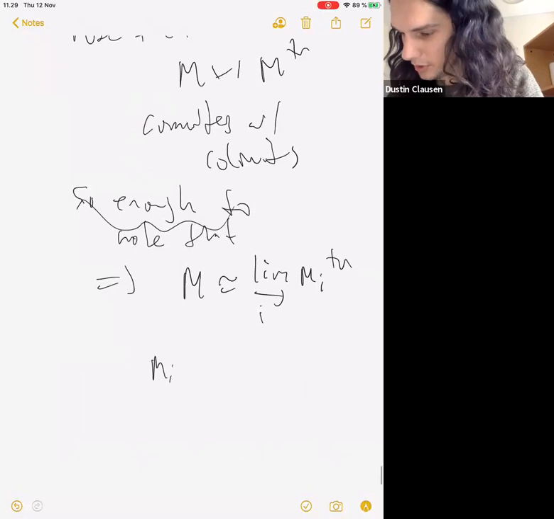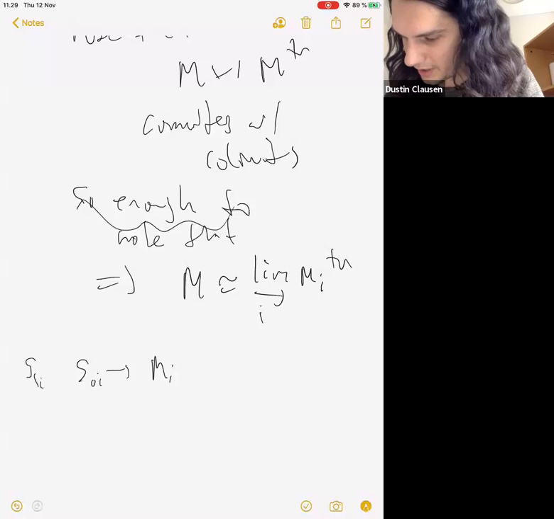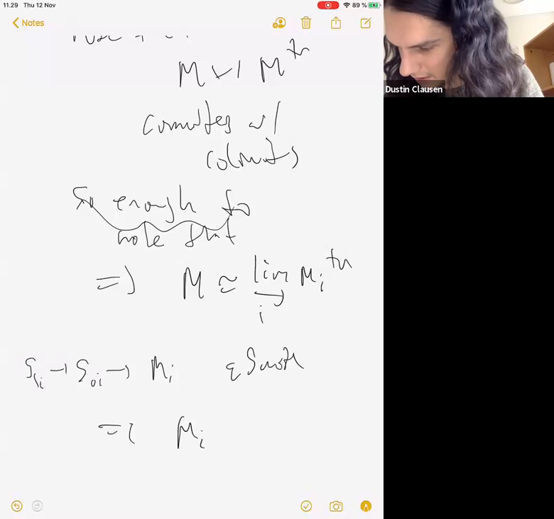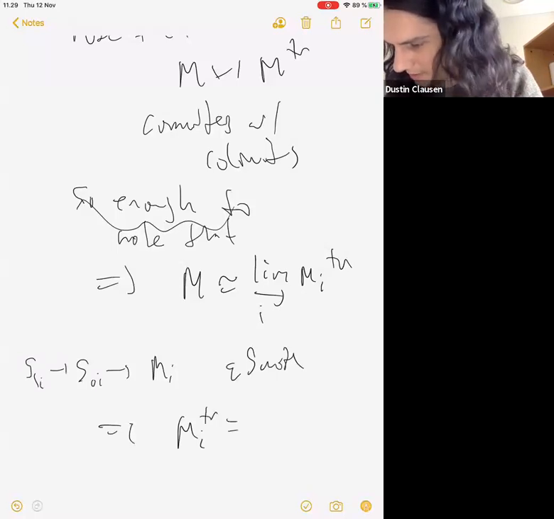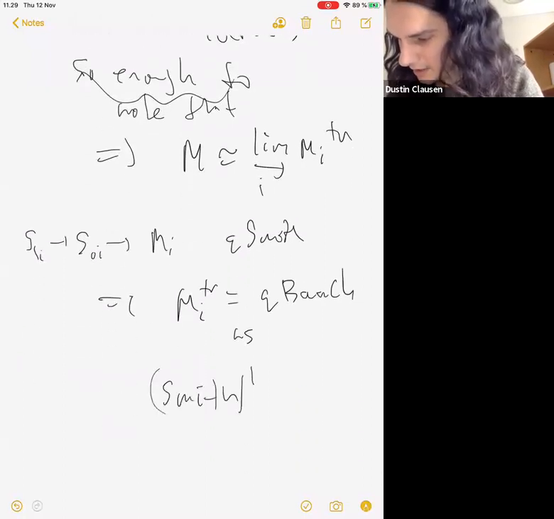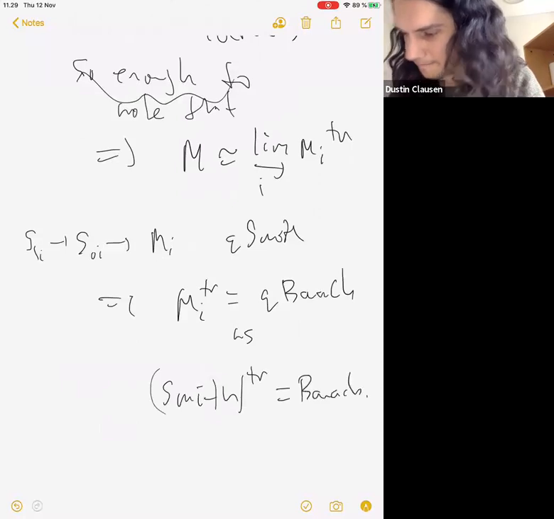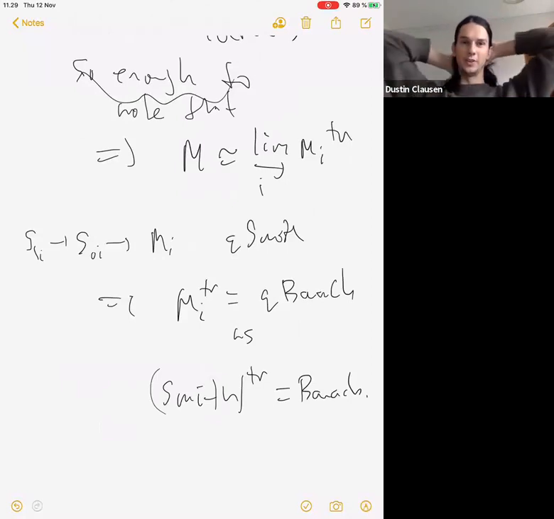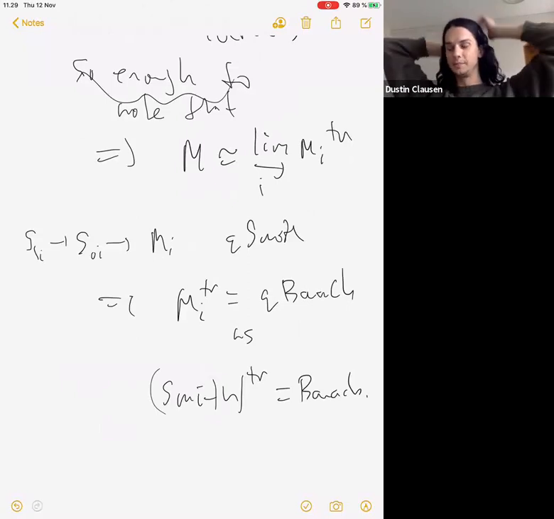But then M is a quotient of Smith spaces, S0I, S1I. And then we get that MITR is the analogous quotient of Banach spaces, since we calculated before that if you take a Smith space and then you take TR, you get a Banach space. So basically, this TR functor commutes with colimits. If you want to understand what it does to an arbitrary module, it's enough to understand what it does to Smith spaces. And we just calculated that Smith spaces turn into Banach spaces.